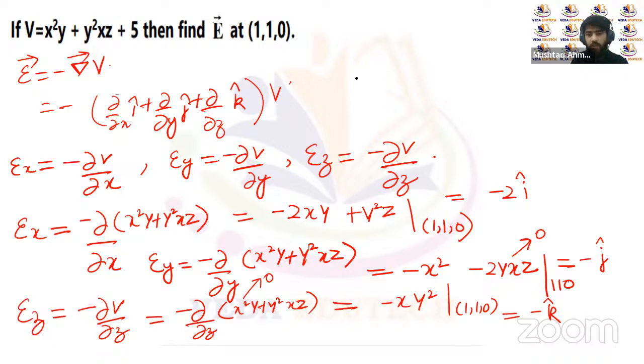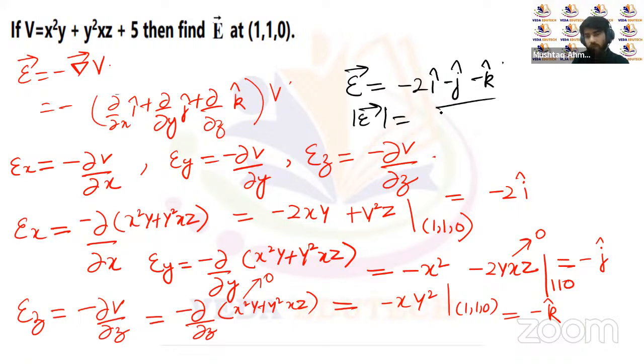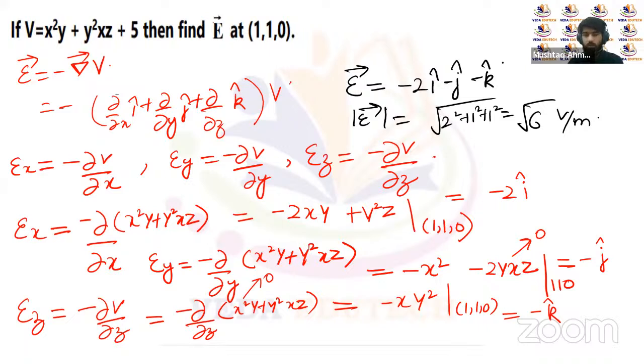Finally, the net electric field at this point will be E vector equal to minus 2 i cap minus j cap minus k cap. So the magnitude of this electric field will be the square root of 2 squared plus 1 squared plus 1 squared, that's root 6 volt per meter. This will be the net electric field at point (1, 1, 0). That's how we can calculate the net electric field at a given point using partial derivatives.